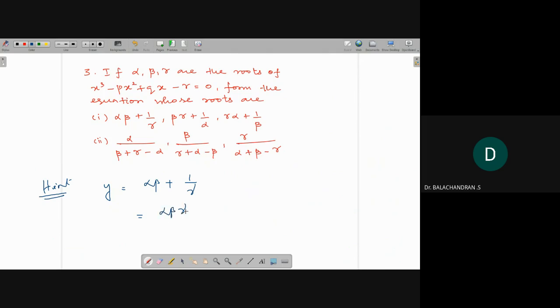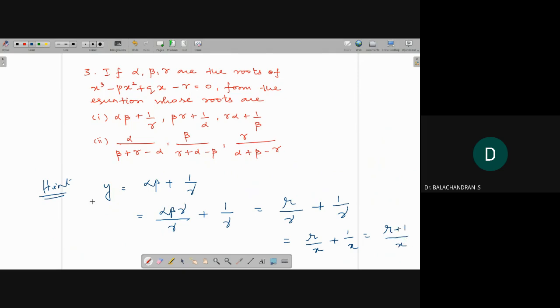Alpha beta gamma, beta gamma plus 1 by gamma, plus 1 by gamma. What is alpha beta gamma? Plus R. So this is R, this is gamma plus 1 by gamma. But we know that gamma is the root of the given equation, so you can replace gamma by x. So R by x plus 1 by x, or R plus 1 divided by x.